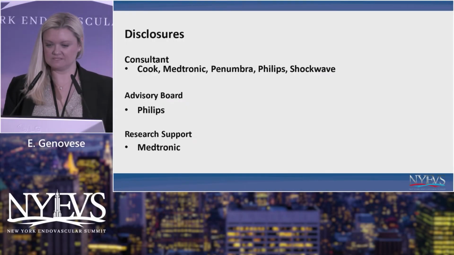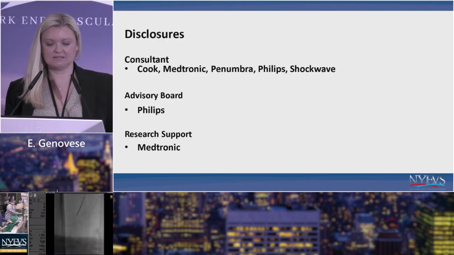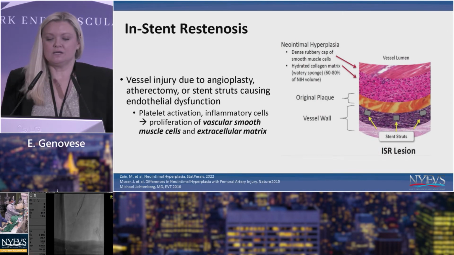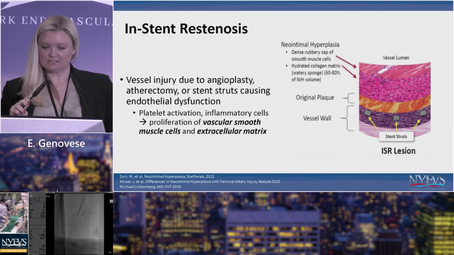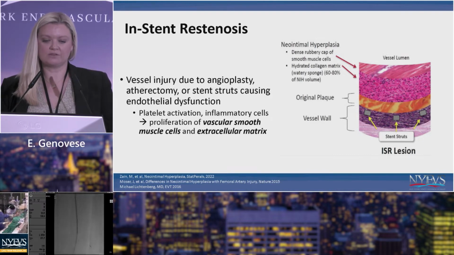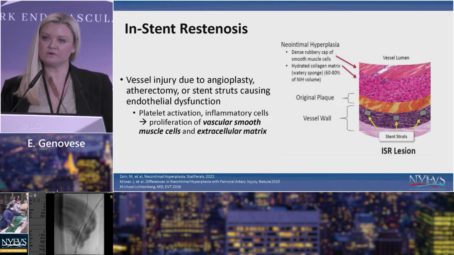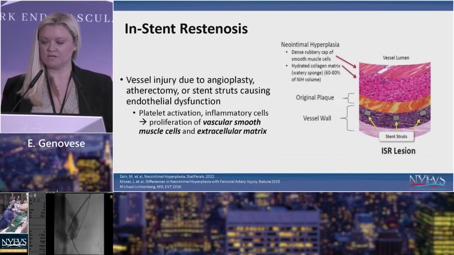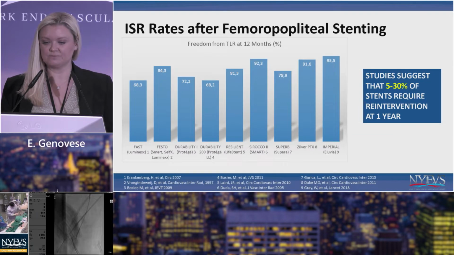We're going to revisit some of the data that's already been presented. So in-stent restenosis, as we've all talked about so far, is due to angioplasty, injury, atherectomy, or stents causing endothelial dysfunction, ultimately creating a cascade of platelet activation and inflammatory cells, creating a very prolific vascular smooth muscle cell and extravascular matrix inside the stents.